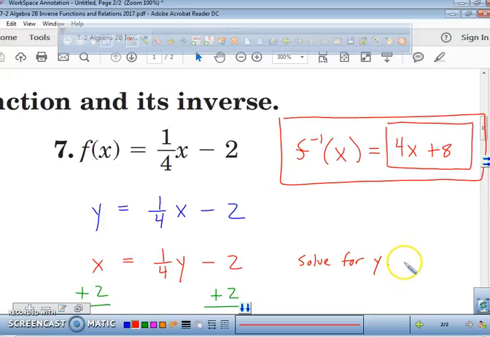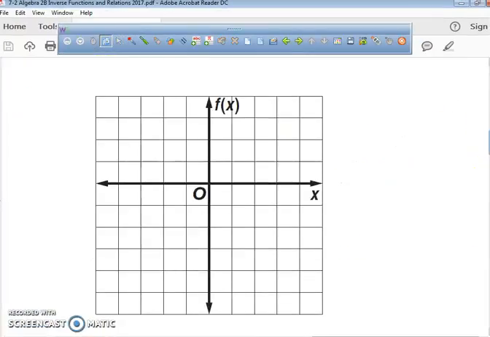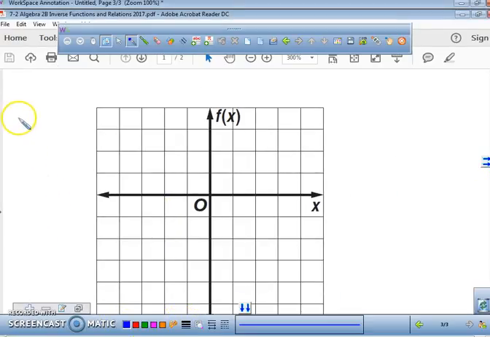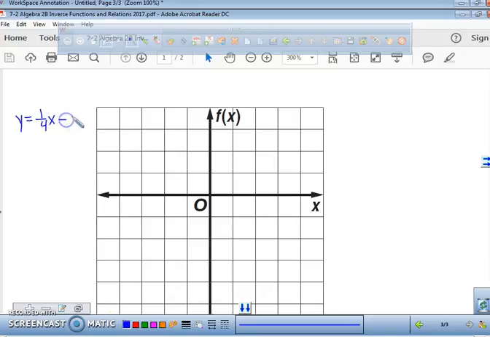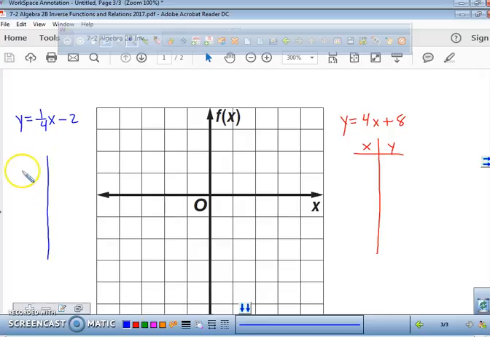Now we're going to graph it. We're going to graph this one, and we're going to graph this one. So I'm going to go down to the graph area right here. I'm going to make 2 tables. The first table is going to be for y equals 1/4 x minus 2, and the other table is going to be for y equals 4x plus 8. So we'll make a little table, x and y.